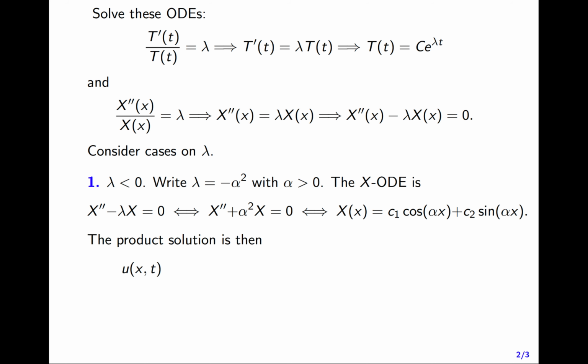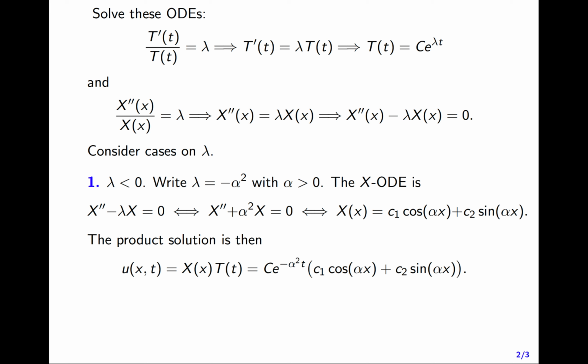Then what's the full product solution? Because I don't just have an x ODE to worry about. I know u of x,t is capital X of x times capital T of t. So that is C e to the minus alpha squared t times the quantity c1 cosine of alpha x plus c2 sine of alpha x.